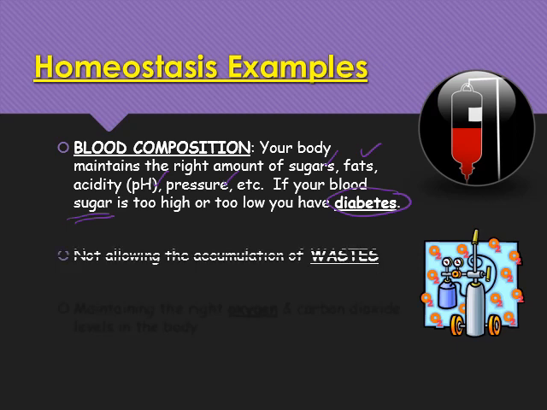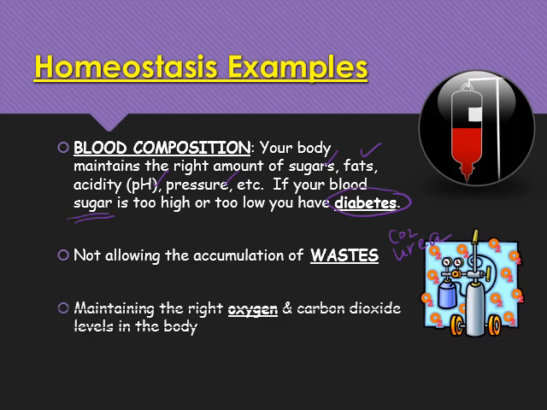Also not allowing the accumulation of wastes. Yes, carbon dioxide, but there's another waste in your blood called urea, which is a component of urine, and you can't let that build up in your body either. That can be toxic. And then there is the composition of gases in your blood, making sure you have the right amount of oxygen and carbon dioxide levels. That all needs to be maintained balanced.